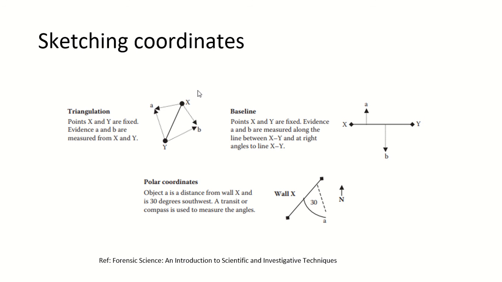Okay. Now, polar coordinates. Here also there are two fixed points, and the object is A. Distance from wall X is measured in terms of degree, angle.